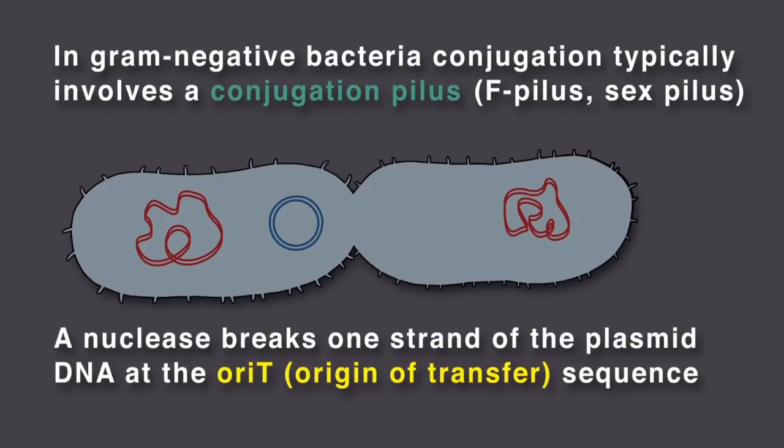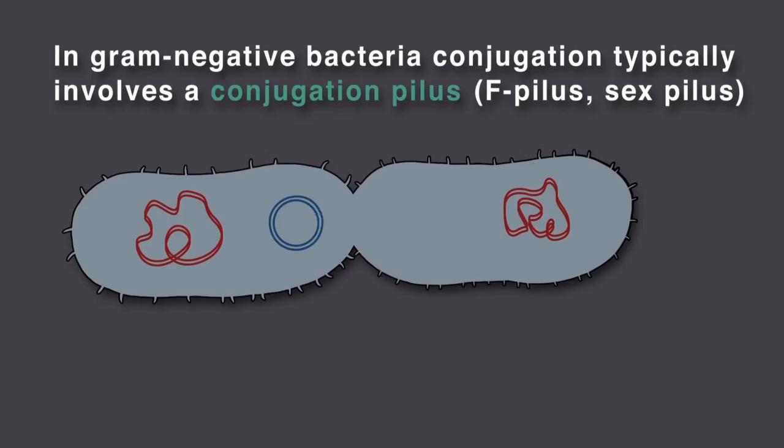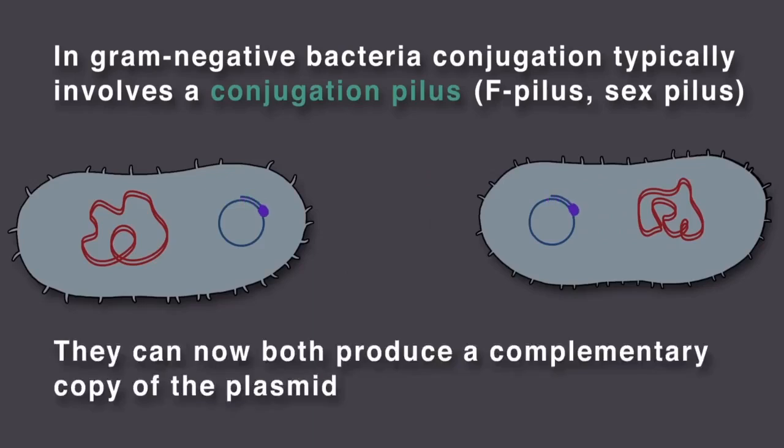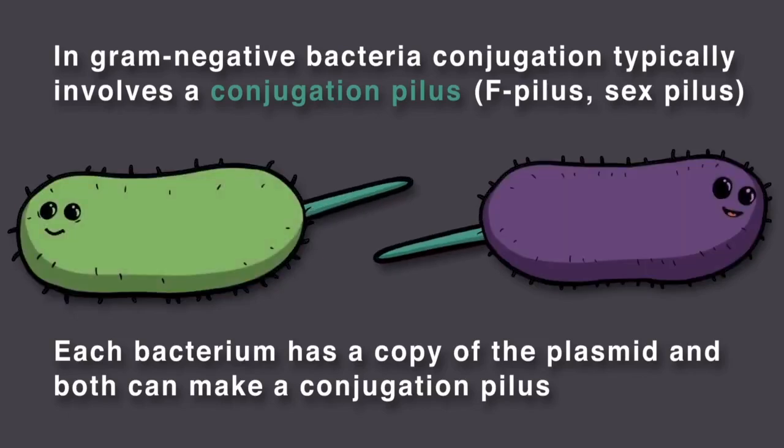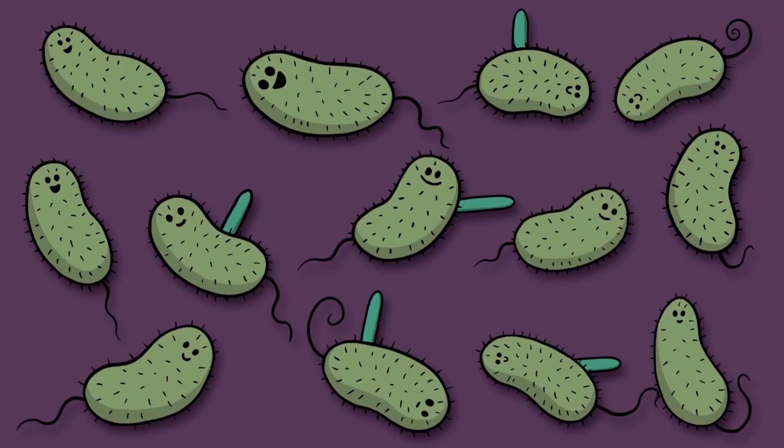A nuclease breaks one strand of the plasmid DNA at an oriT, or origin of transfer, site. The nicked strand enters the other bacterium while the other strand remains behind in the donor. They can now both produce a complementary copy of the plasmid, so the DNA is double-stranded again. Now each bacterium has a copy of the plasmid and both can make a conjugation pilus. Note that in a population of bacteria, some have a conjugative plasmid and others do not. Eventually, all cells will acquire the conjugative plasmid.